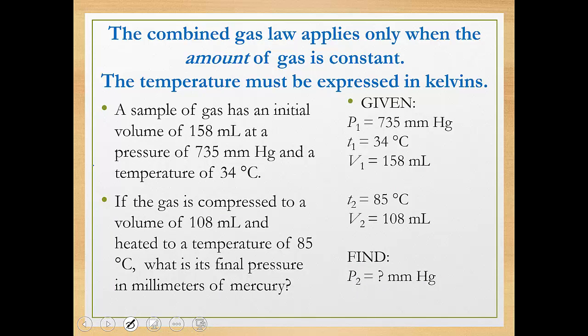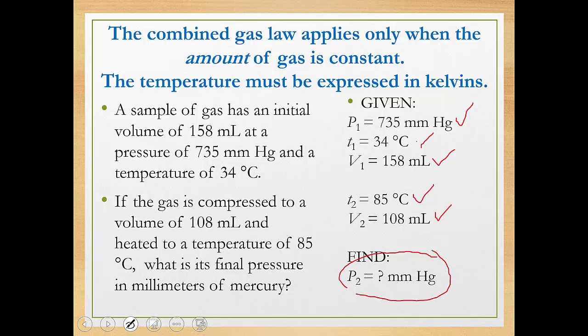we have a gas that starts out at 158 milliliters, and it's at a pressure of 735 millimeters of mercury and a temperature of 34 degrees Celsius. And what we're going to do is change two things. We're going to compress it from 158 milliliters to 108 milliliters, and we're also going to heat it up from 34 degrees Celsius to 85 degrees Celsius. We want to know what happens to that pressure.